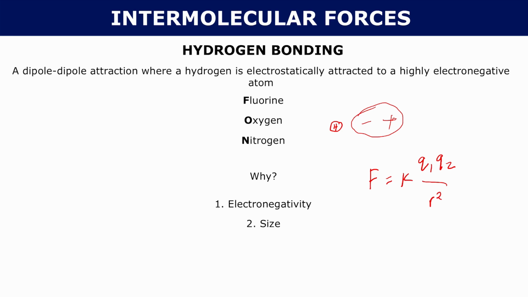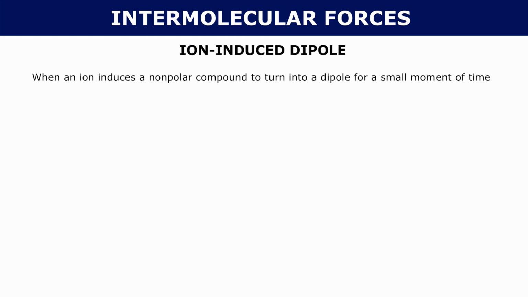First is because of the electronegativity, and that's creating a really strong dipole. And two is the size of the hydrogen. So the size of it is allowing the dipole and the hydrogen to get really close, and you have a strong dipole-dipole attraction. All right, the next type of intermolecular force I want to go over is an ion-induced dipole.